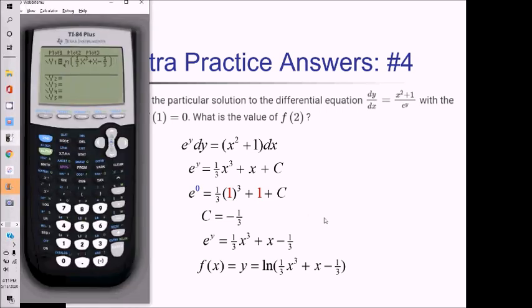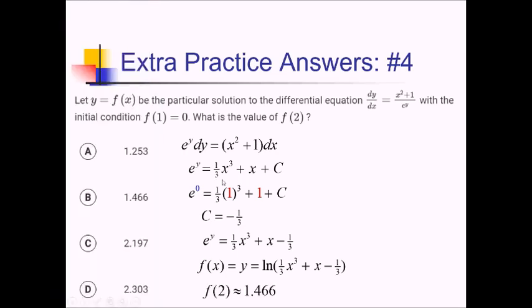To make things a little easier on myself, I've entered this whole ln of 1/3 x cubed function in my calculator under y1 in the y equals. And I'm going to quit out of there now and do alpha trace and pull up y1 from that menu. And I'll just plug 2 in this way. This way I don't have to worry about messing up parentheses or something trying to plug 2 into all these different places. So press enter. Comes out to about 1.466. And that's going to be answer choice B.